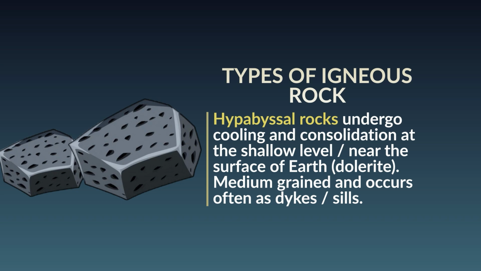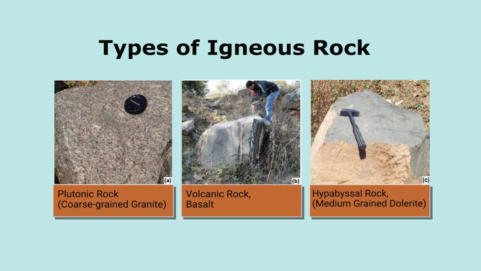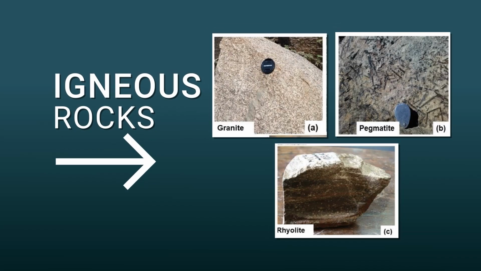Now, see this figure. You have plutonic rock, formed below the earth, which is coarse grained granite. Volcanic rock is fine grained because it is in contact with air or water; by rapid cooling, you get the basalt. And the intermediate rocks which are formed are medium grained hypabasal rocks like dolerite. Now, the typical igneous rocks which you can encounter are granite, pegmatite and rhyolite.